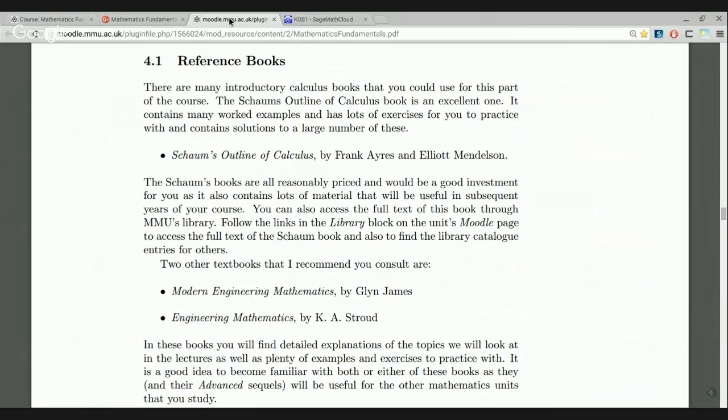Those books contain alternative explanations of the things we're going to talk about, lots and lots of exercises, examples and example problems for you to look at. So they're very good resources to use, and I'd encourage everybody to make use of those.